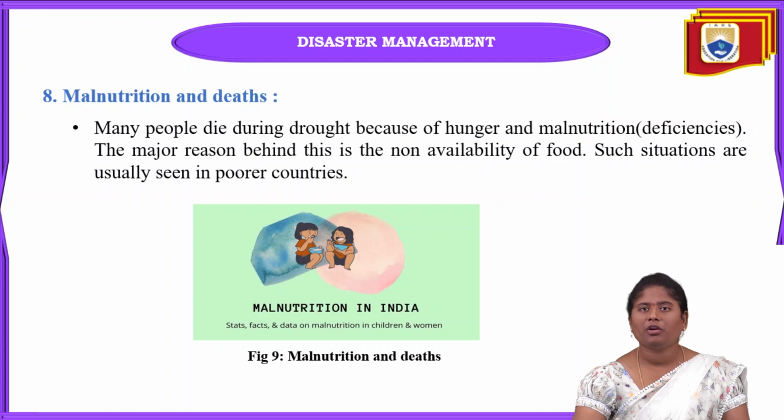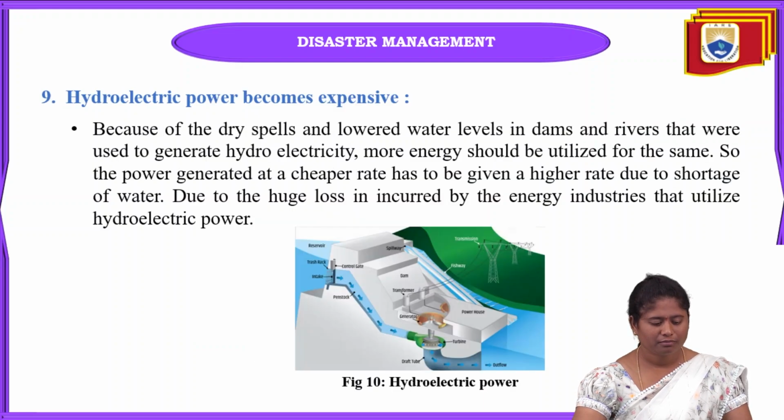Without malnutrition, we can be very healthy. So we have to eat nutritious foods. And next one is hydroelectric power becomes expensive.